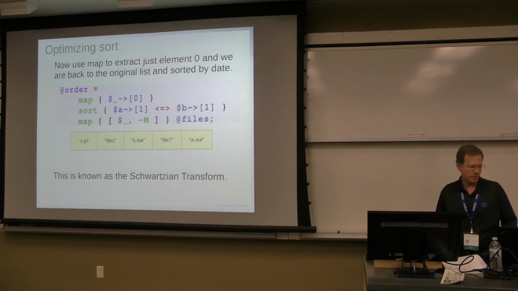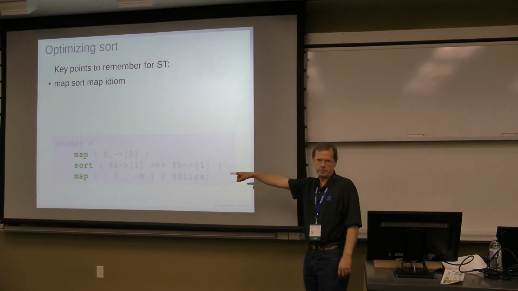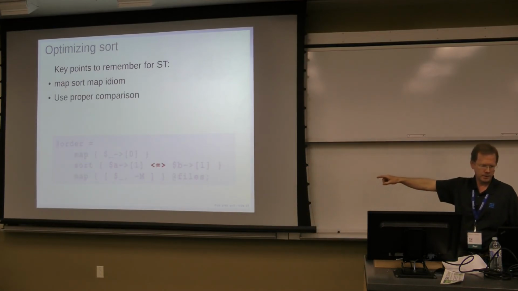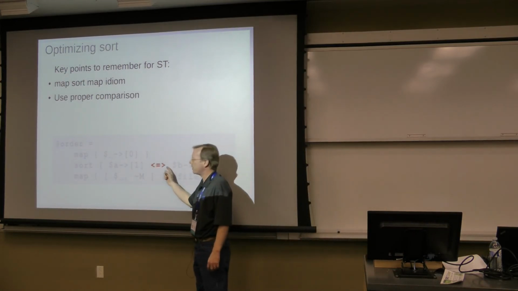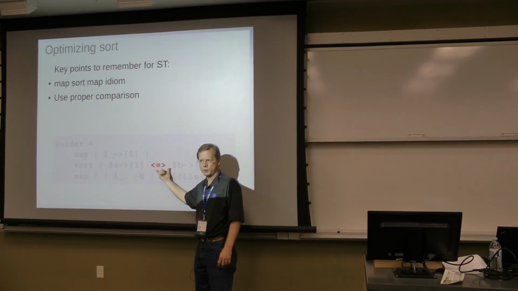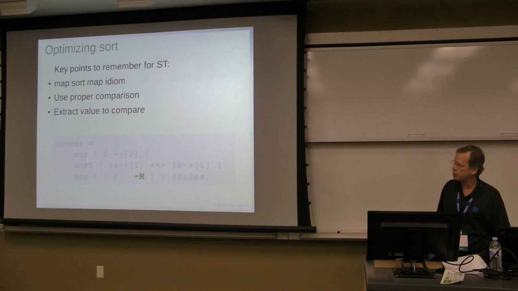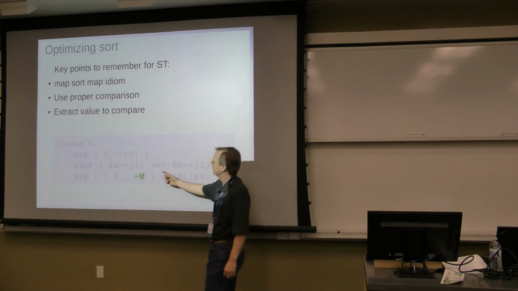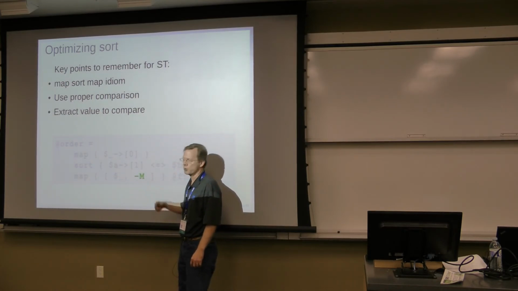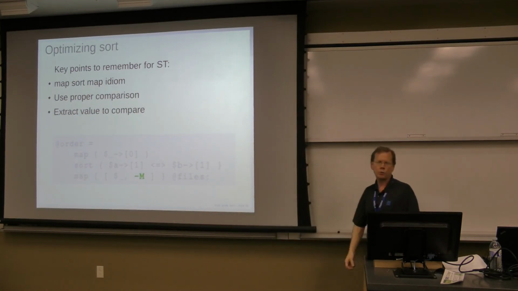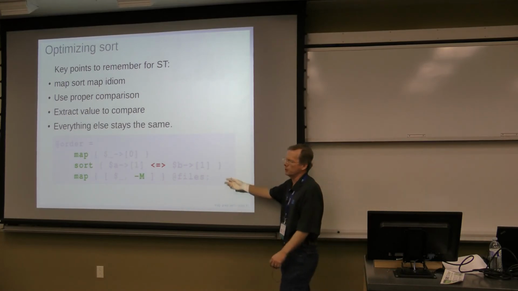So the key points to remember if you're going to do a Schwartzian transform, it's actually not that hard, is it has a map sort map. And then you have your comparison, whatever kind you want, whether a string compare or a numeric compare, you have to have some comparison there between the elements. And then you do your little magic that generates the comparator that we're putting onto that anonymous array, that second array. Here we're doing -M. So those are the three things that you need to worry about. The rest of the code stays the same. It's essentially a formula.